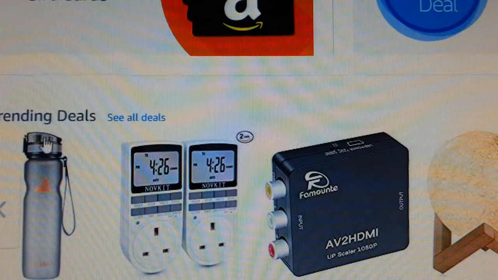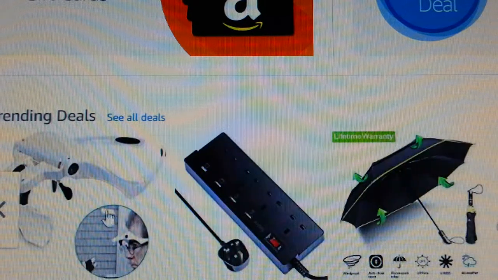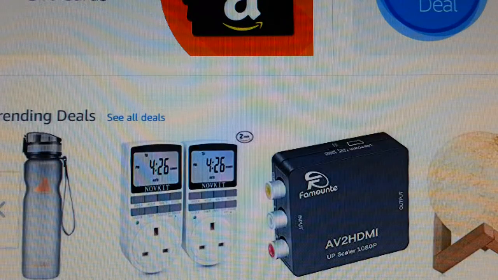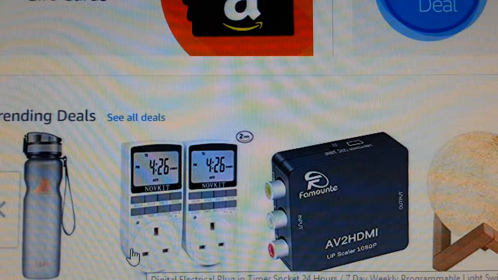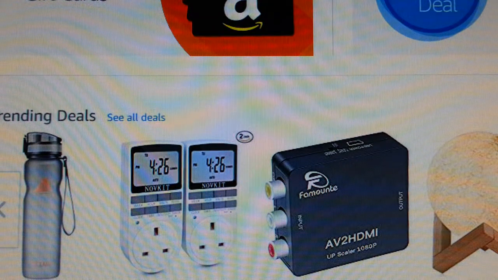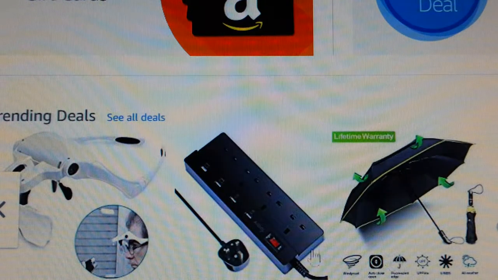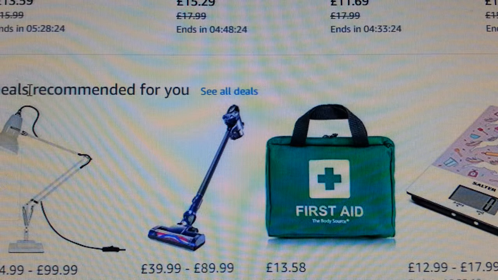Down here they're showing us trending deals, okay? That means these types of deals are going on at the moment. You have water bottles, they're knocked down in price. You've got electrical timers. So these are trending deals, and you can use this sort of stuff. And here, they always have recommendations for you.